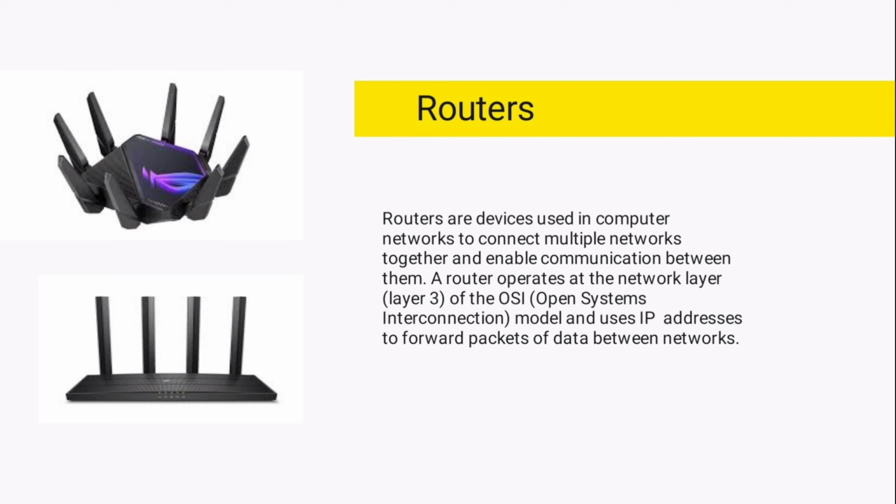When a router receives a packet of data, it examines the destination IP address and looks up the corresponding network in its routing table. The router then forwards the packet to the next hop on the path to the destination network. In addition to forwarding data, routers can also perform other functions such as filtering traffic, blocking unauthorized access to a network, and prioritizing traffic based on different criteria. Routers can be configured to connect different types of networks, such as local area networks, wide area networks, and the Internet. They are essential components of modern computer networks and play a crucial role in enabling communication between different networks.